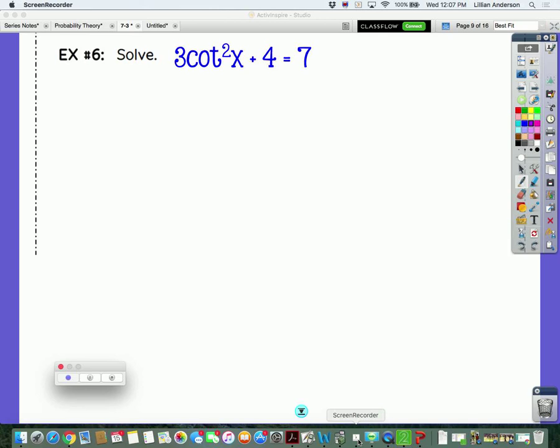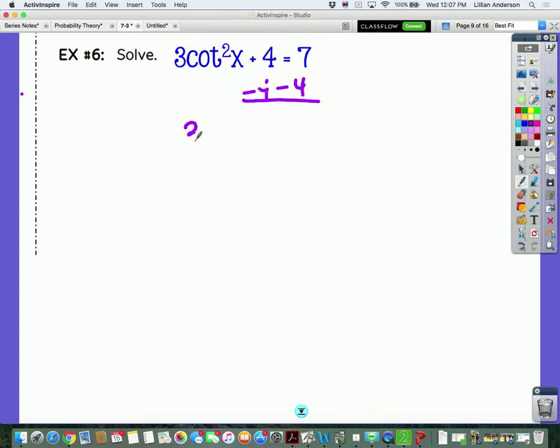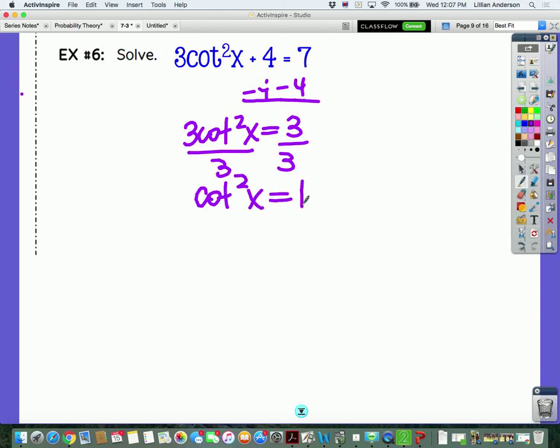So this one. Subtract 4. Divide by 3. So we're basically isolating, getting that by itself. Cotangent squared x equals 1. We're going to have to what? Take the square root, and remembering when we square root, it is plus or minus. What's the square root of 1? 1. Now, do you know your cotangents off the top of your head?